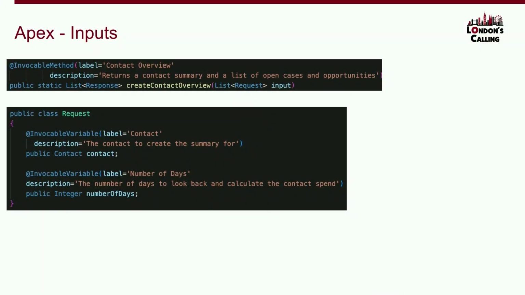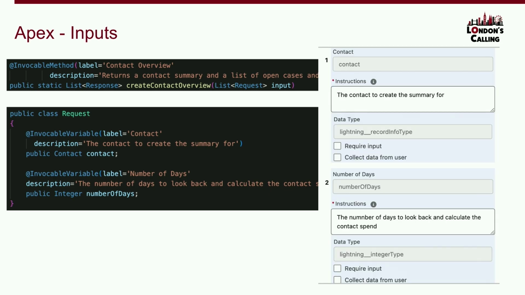So here's my request class, and again, it's invocable. It's invocable variables. I've got my label of contact, and I've got the description, again very important. It's got a type of contact, and I've given it the name of contact, and same for the number of days. That's an integer, and it's called number of days. Again, these are more wordy names than I would typically use in Apex, but that's because they're going to make more sense to Copilot and potentially users if they see any aspect of that.